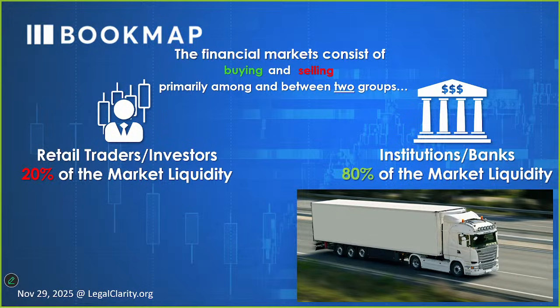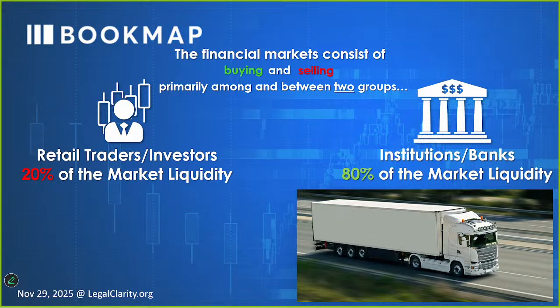One of the interesting things about the market and it being controlled by supply and demand is institutions control on average about 80% of the market liquidity. Retail traders control about 20%. If there's more buyers than sellers, price goes up, and if there's more sellers than buyers, price goes down. The retail traders essentially can be at the mercy of the banks and institutions.